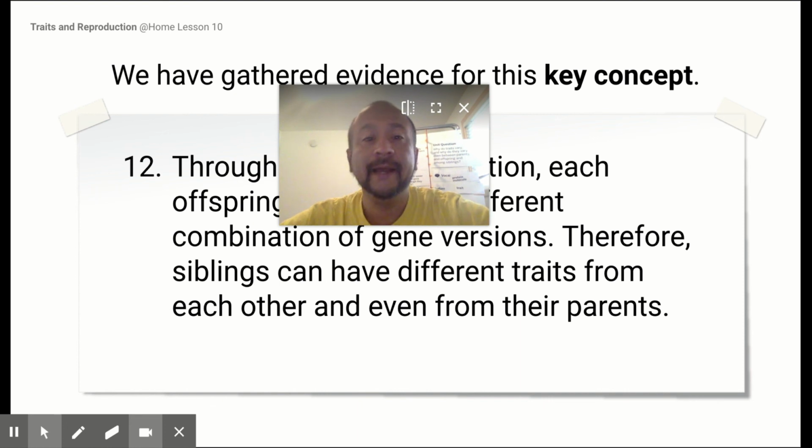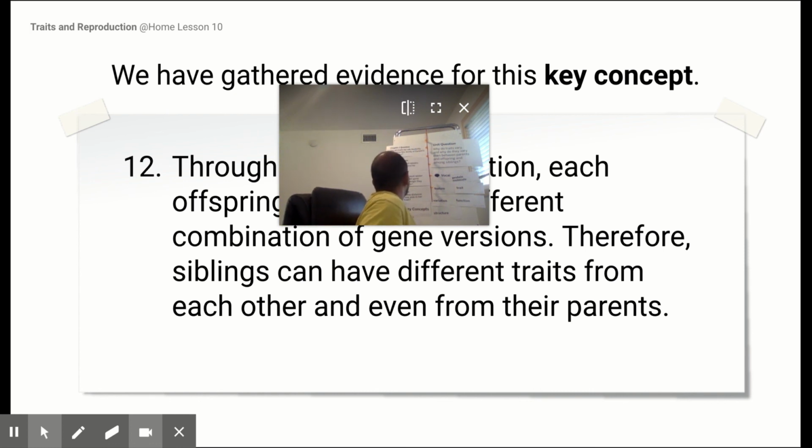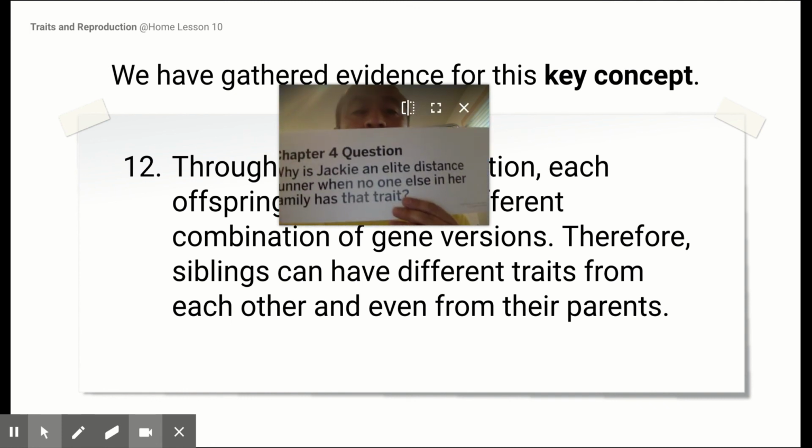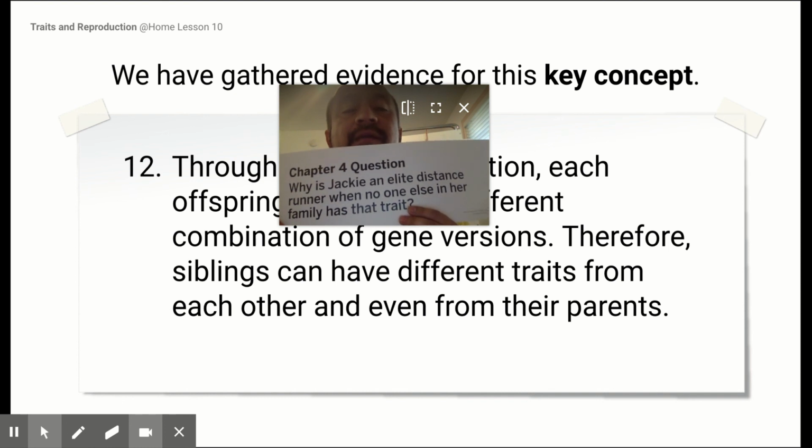Chapter 4, where we look at why is Jackie an elite distance runner when no one else in her family has that trait. So this is what we're going to be investigating for Chapter 4. For Chapter 4, why is Jackie an elite distance runner when no one else in her family has that trait?